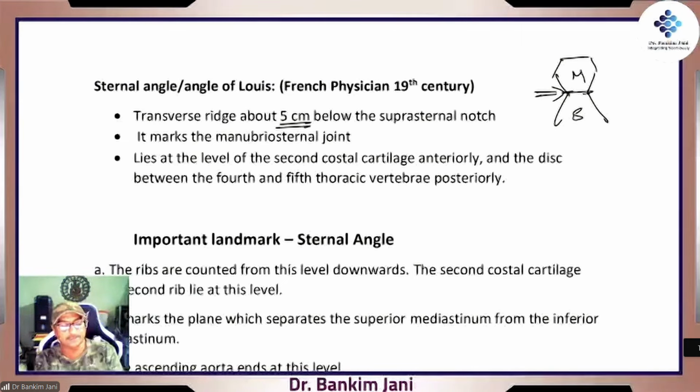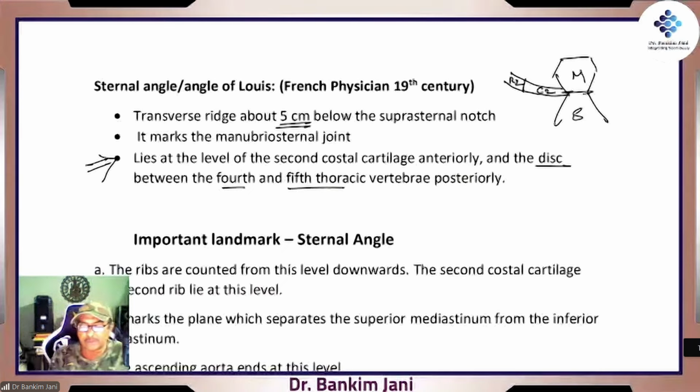And this is the level, the most important part. This is the level which will be telling you that so many anatomical changes will be occurring. It lies at the level of the second costal cartilage. So over here, this would be rib number 2, and this costal cartilage number 2 will be the spot for both sides. And the disc between the fourth and fifth thoracic vertebra.